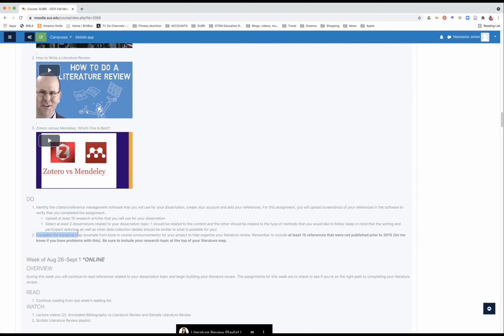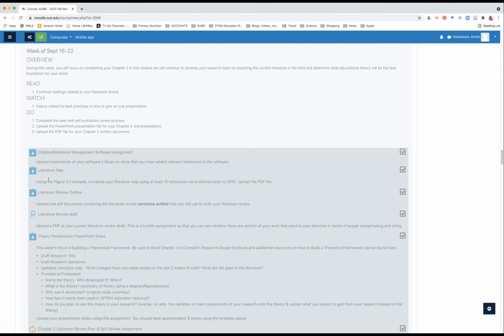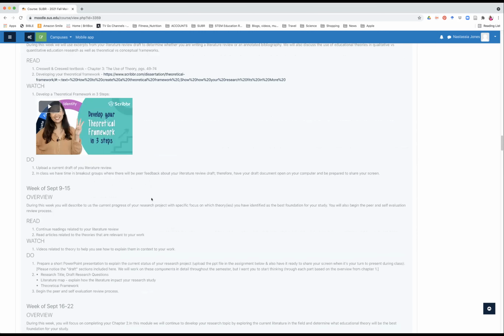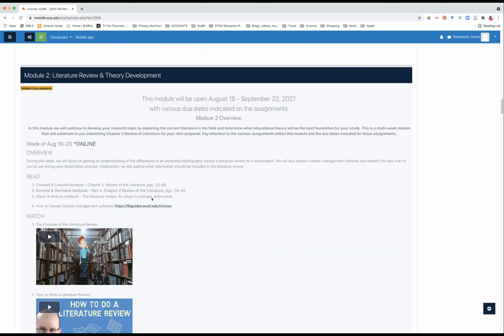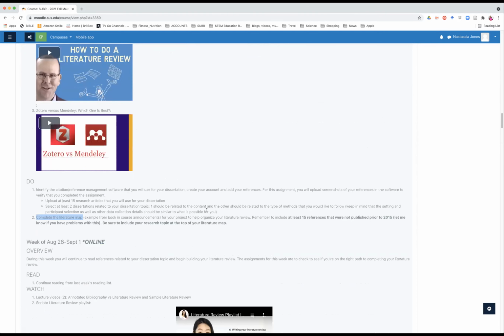The assignment number 2 here is a literature map. It is in the book. I think in the assignment for that down here, yeah, I tell you what the figure is, and I think I put a copy of that within the assignment. If I didn't, then the figure is still there, so you'll know where to go in the book to look. But the literature map and the citation reference management software are really the focus for this next week as you start reading about the literature review and you start gathering your references that you're going to use.